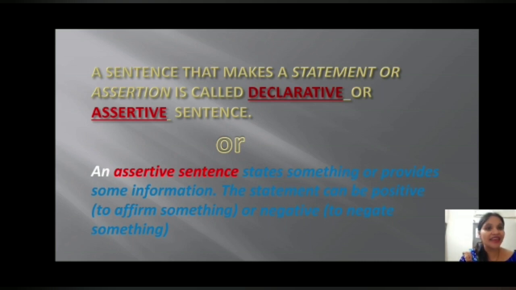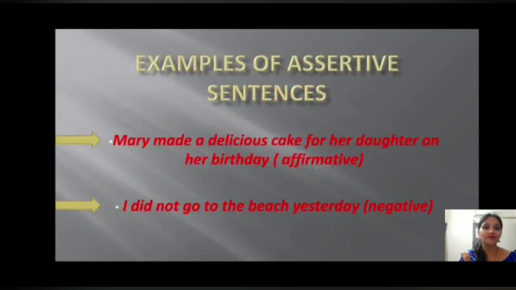The statement which is being given can be positive, to affirm something, or negative, to negate something. So this is the definition of an assertive or declarative sentence. We'll move to the next one.